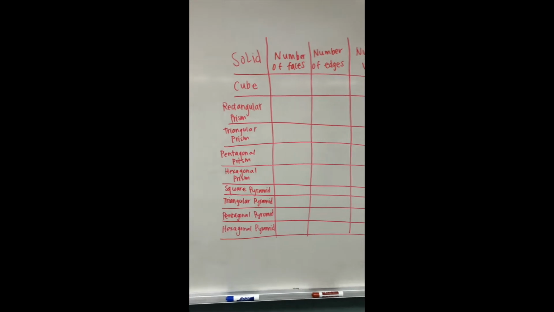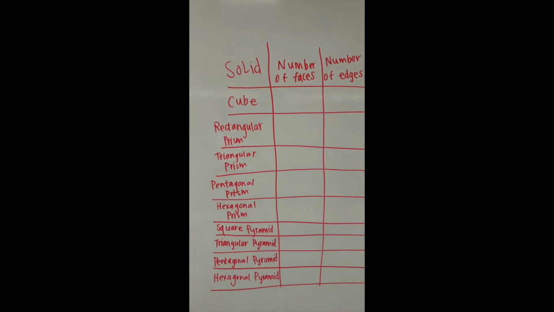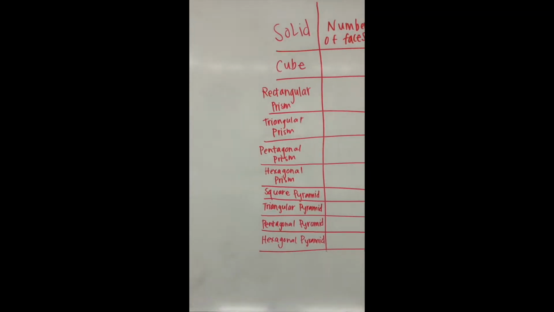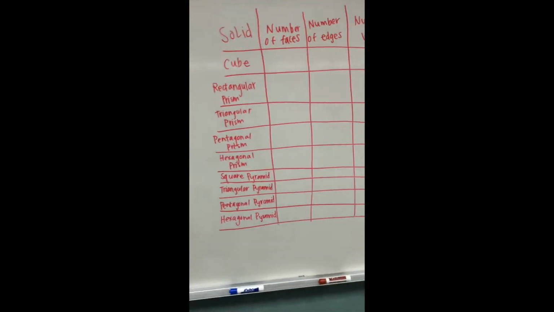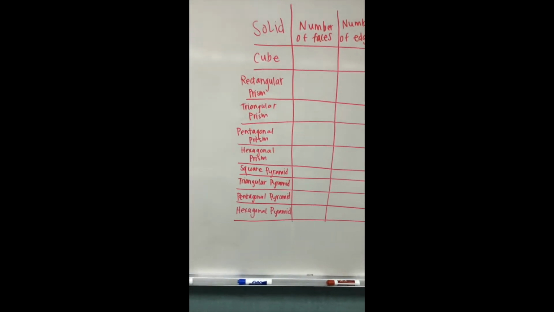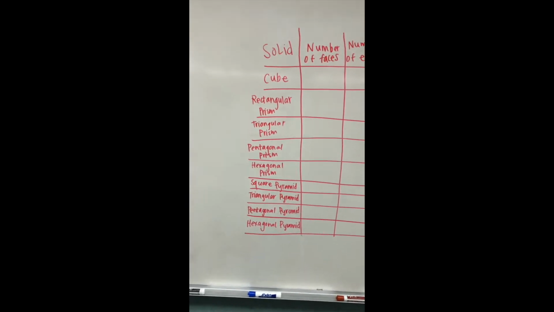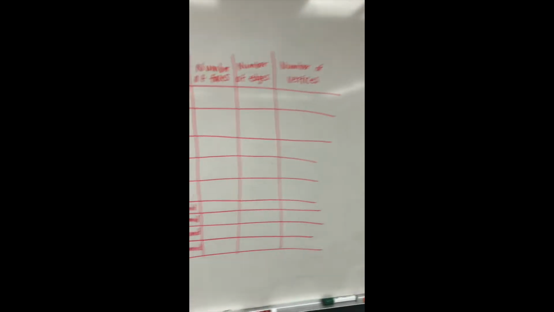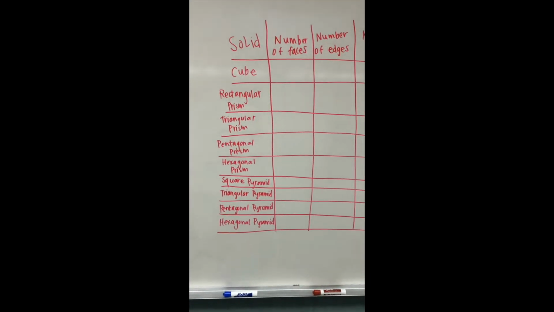Okay, I am going to go through each one of these shapes, and I'm going to go over the number of faces, the number of edges, and the number of vertices each one of them has. All you need to do is follow along, pay attention, and on the paper you just made with this table, you are going to fill it in as we go. I will show you the first one.